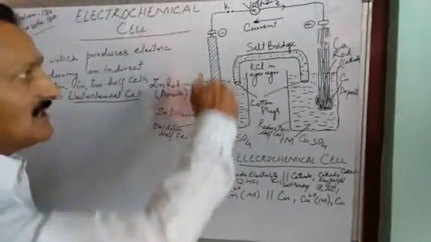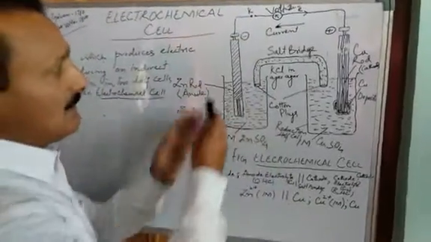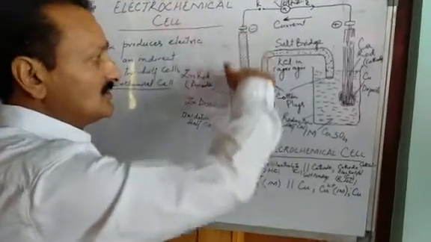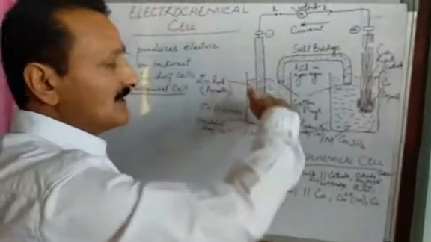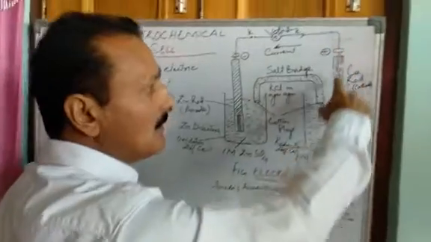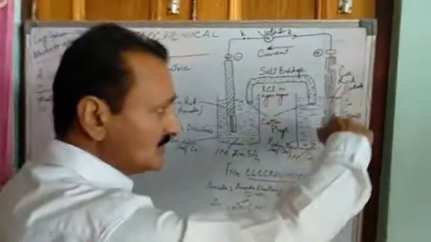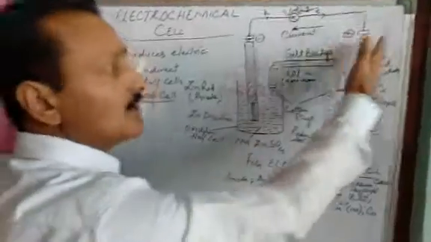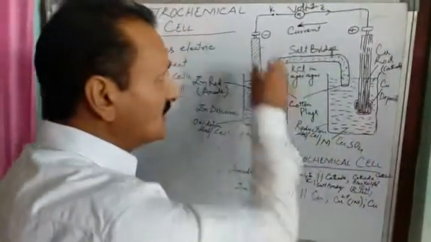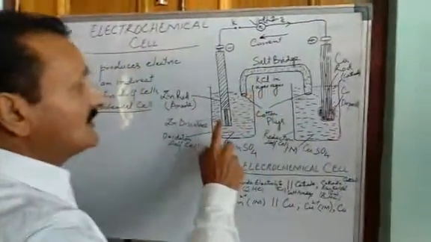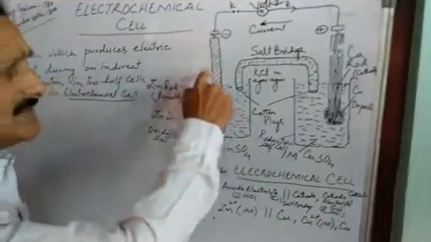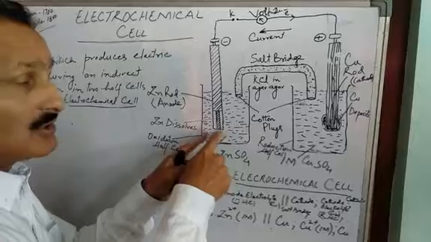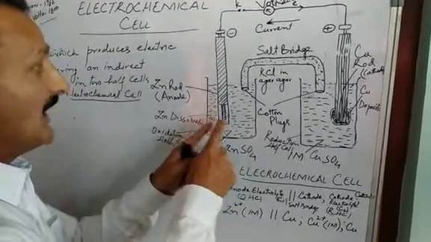Now in this half cell, a metal electrode, a zinc electrode, has been immersed. So this zinc electrode is immersed in zinc sulfate solution, and a copper rod is dipped in copper sulfate solution. Zinc in zinc sulfate solution and copper in copper sulfate solution. These two are electrodes. The electrode which has been kept in the oxidation half cell is known as anode.